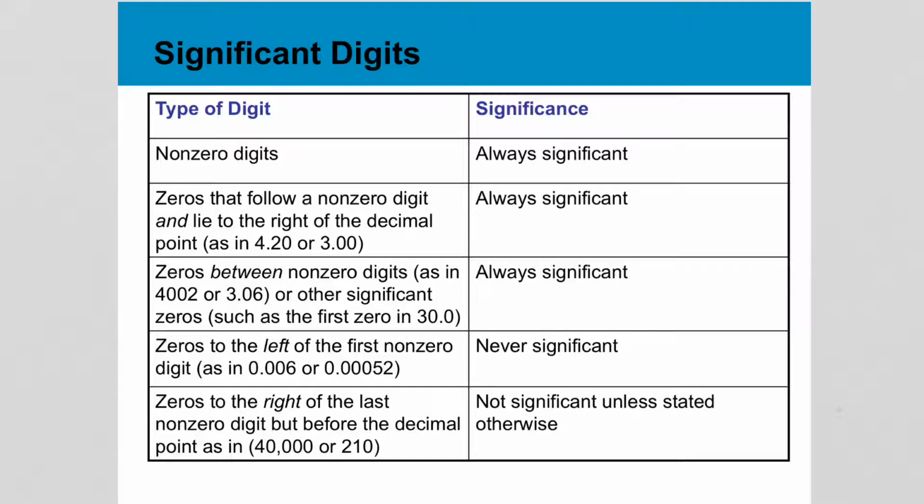Zeros to the right of the last non-zero digit, but before the decimal point, like in 40,000 or 210, are not significant unless otherwise stated. So 40,000 only has 1 significant digit, and 210 only has 2 significant digits.